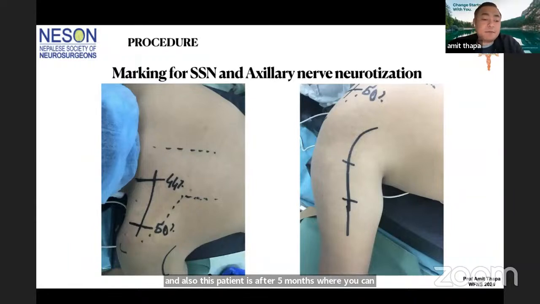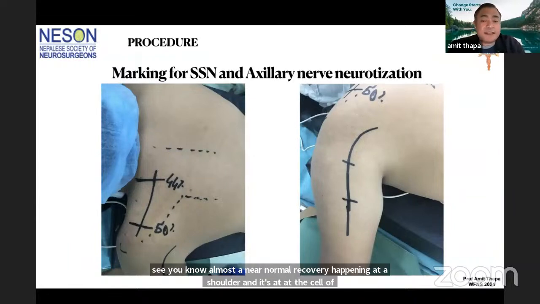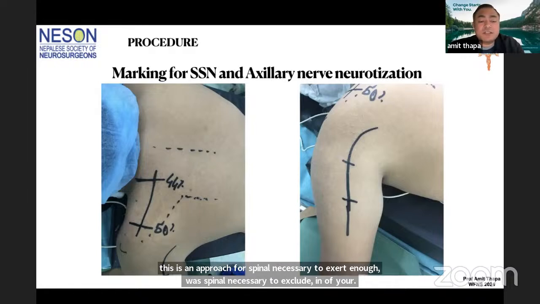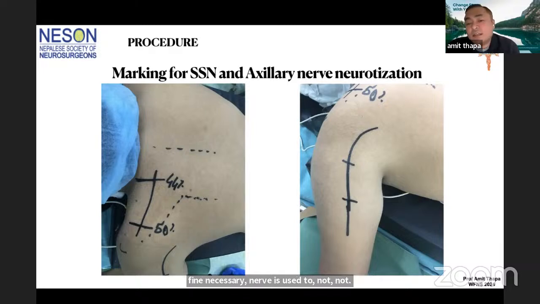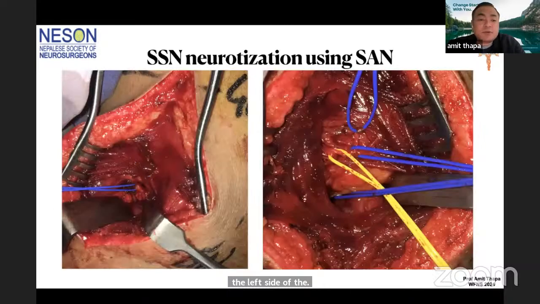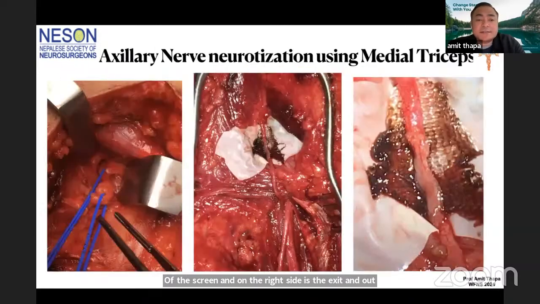We have over time modified our approaches. So rather than going supraclavicularly, we are now going with a direct approach. So this is an approach for spinal accessory to axillary nerve neurotization. The spinal accessory nerve is used to neurotize the suprascapular nerve, which is shown on the left side of the screen, and on the right side is the axillary nerve neurotization using the triceps branch. So this is how we do it after exposing these areas.